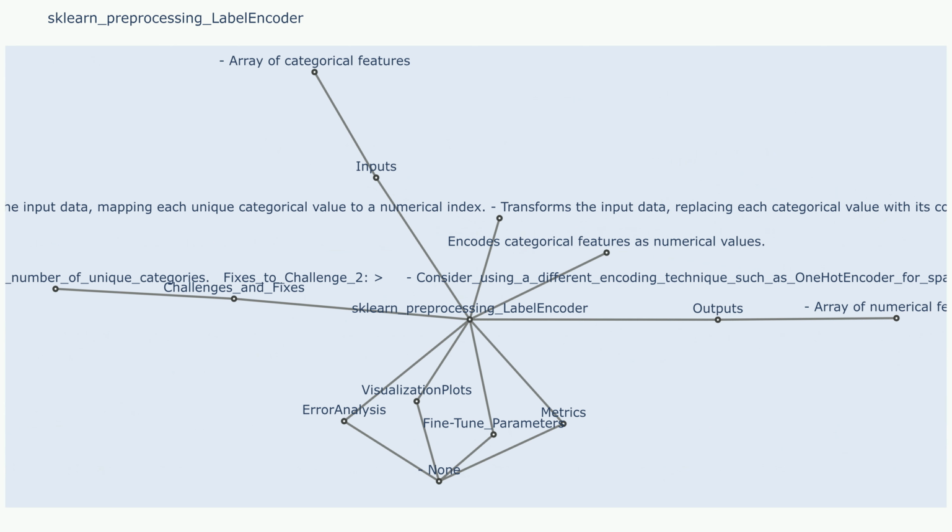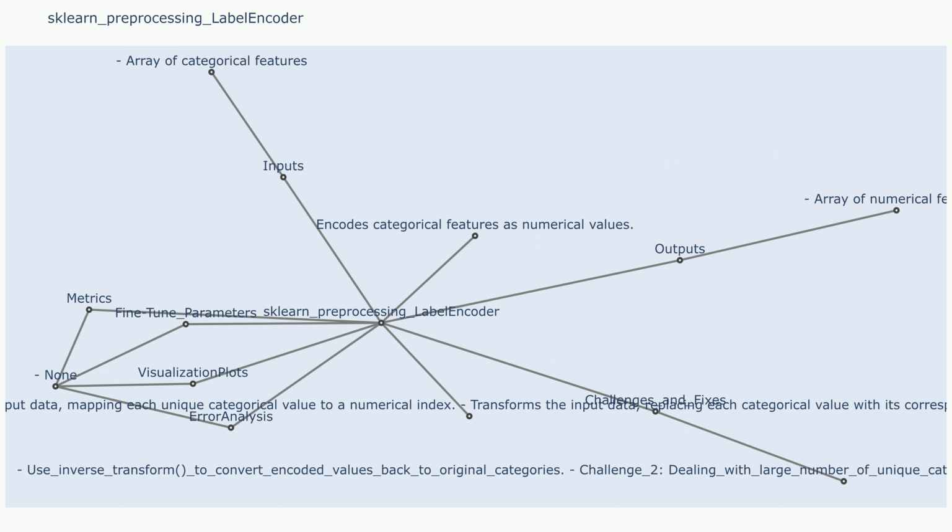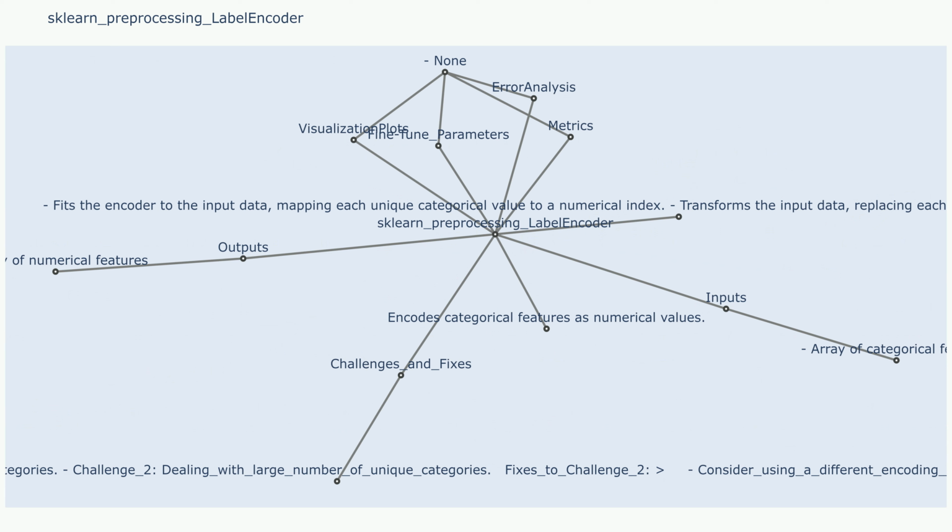Outputs. Output 1: a 1D array-like object containing the encoded numerical values corresponding to the original categorical data. Output 2: a dictionary mapping the original categorical labels to their assigned numerical codes. This dictionary is stored in the classes_ attribute of the LabelEncoder object.